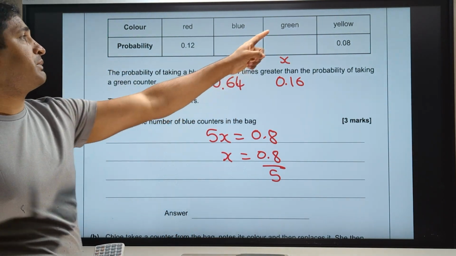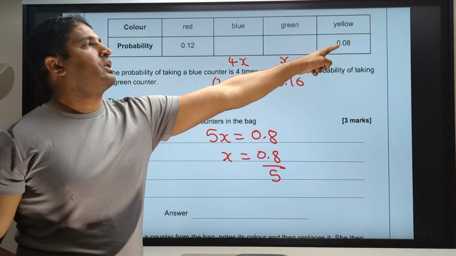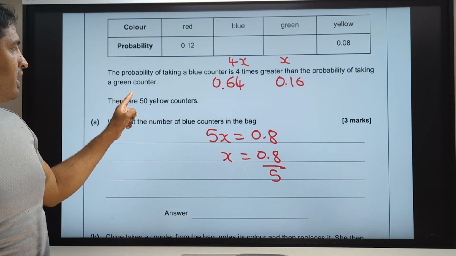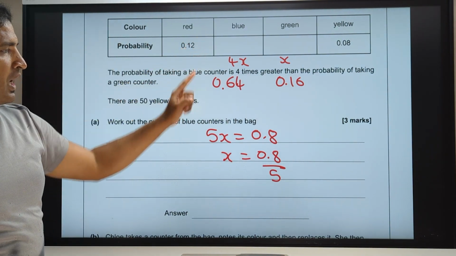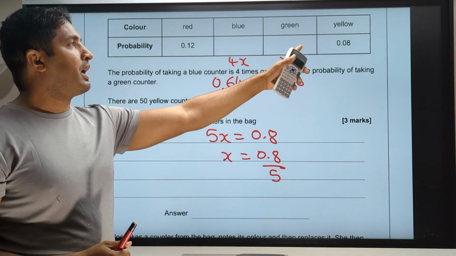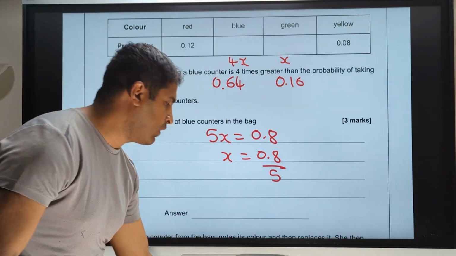So that's 8 times bigger than yellow. If there are 50 yellow counters, I can go from there to there by multiplying by 8. Then there are 400 blue counters. I can look at it that way. Or you can work out how many total counters there are and multiply by 0.64. There are multiple ways of doing these things.